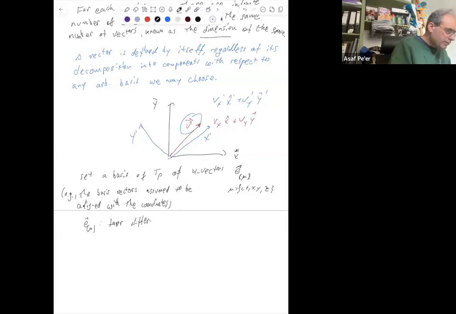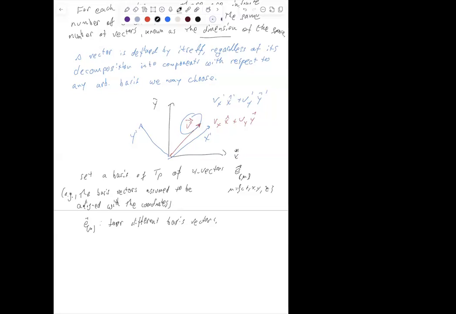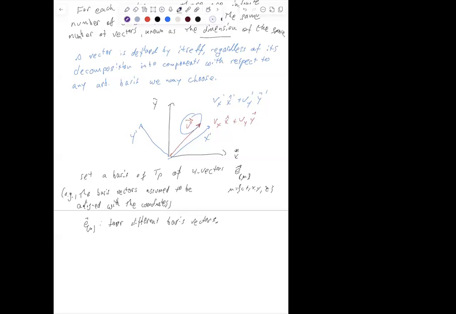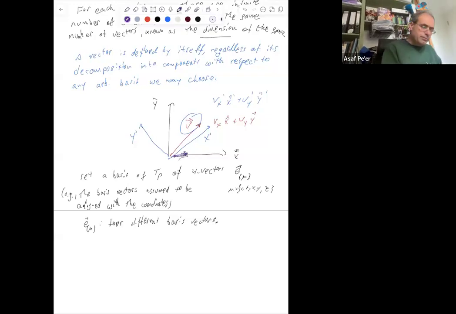So E mu, these are 4 different basis vectors. If I want the first basis vector, I write E in parentheses 1 or something like that. Yeah, this really represents the vector in the x direction, right? Like this one here. This will be E1. And this will be E2.